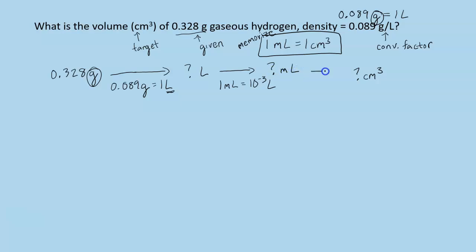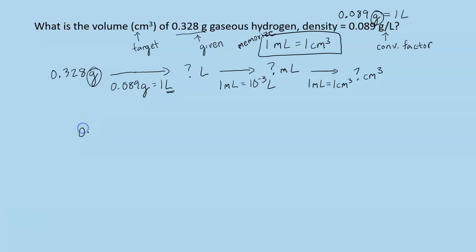And then my last step, I have the conversion 1 milliliter is equal to 1 centimeter cubed. So once I get to milliliters, I know that it's going to be the same thing for the centimeters cubed. All right, I am ready to set up my dimensional analysis problem. I have completed the roadmap.